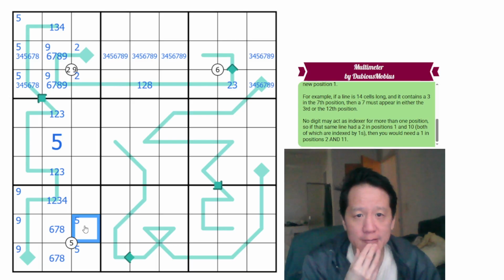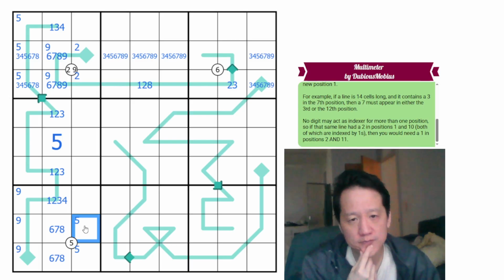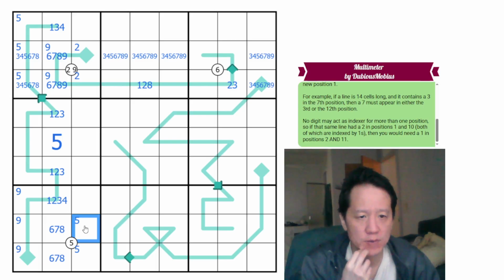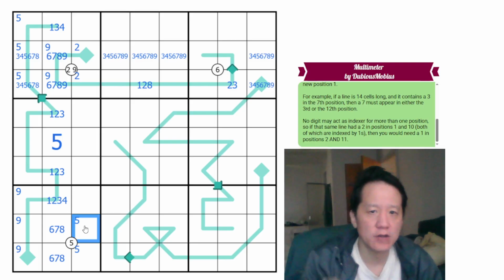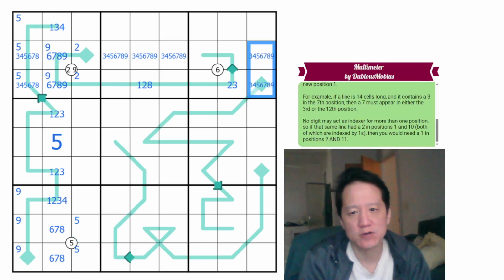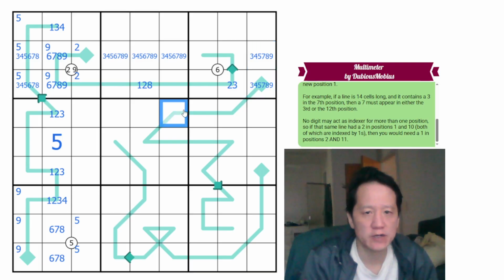Interesting. I'm not really sure what that means. Okay, these cannot be 6 here. I don't know what that tells us. There has to be a 6 in one of these, right? Which would be the eighth or 1 or 2.